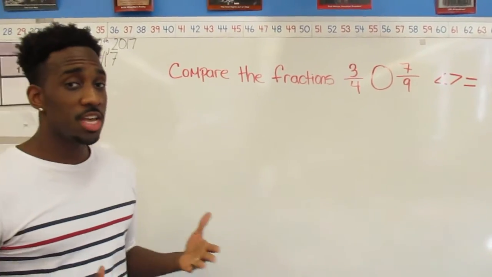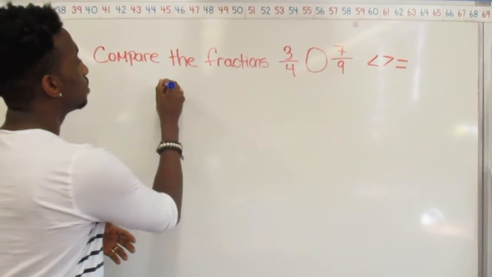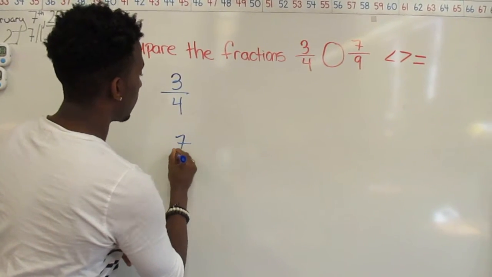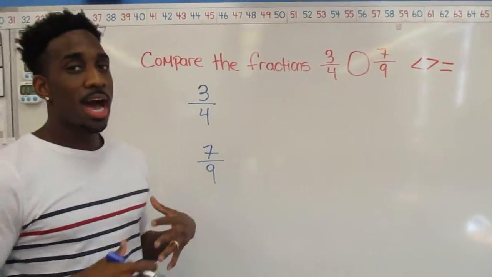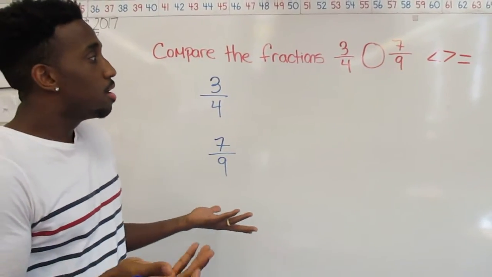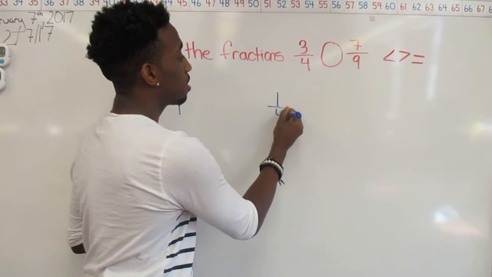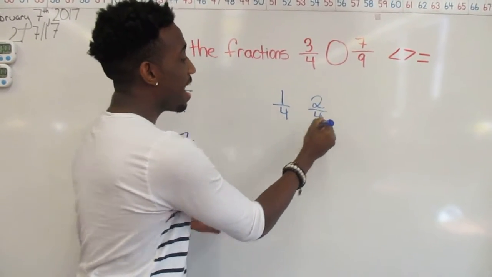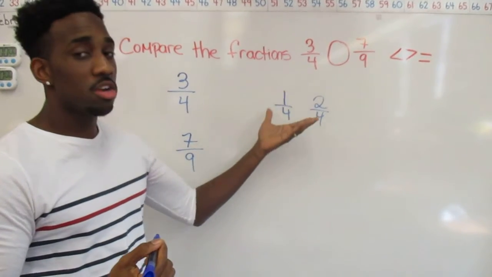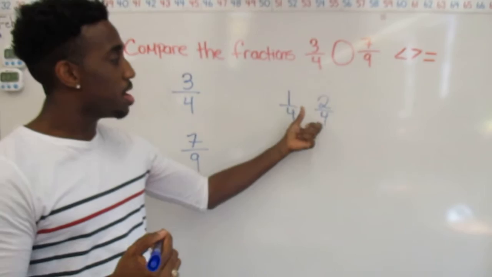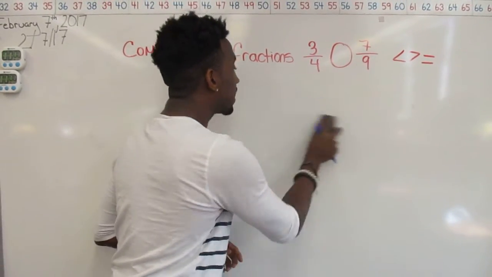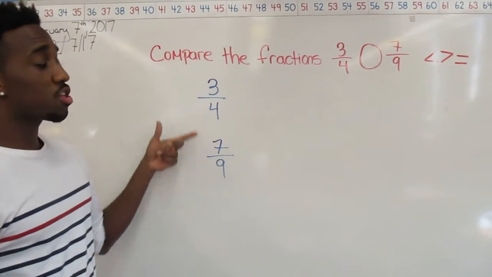The next strategy is to use a common denominator. So we have 3/4 and 7/9, and I want to find a common denominator because it's easier to compare fractions with the same denominator. Right? For example, 1/4 and 2/4. They both have the same denominator. We know that 2/4 is greater than 1/4. They have the same denominator, so 2 is greater than 1. That's how we know. We're going to do the exact same thing with these two fractions.